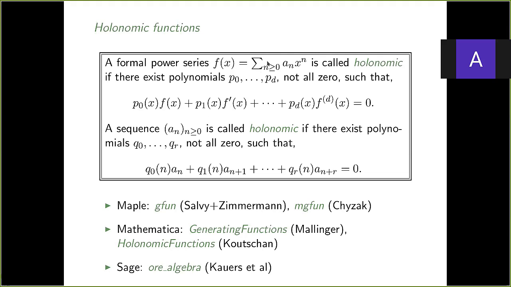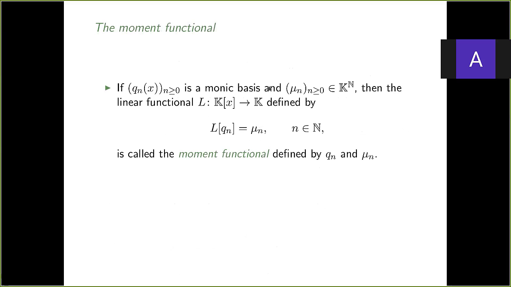The application comes from the context of orthogonal polynomials, so I'm introducing the notions from there briefly. The moment functional: if I'm given a polynomial basis Q_n, so for each n the degree of Q_n is n and it has leading coefficient 1, and a sequence of numbers, then the linear functional that assigns to each of these Q_n a number mu_n is called the moment functional defined by these two sequences.